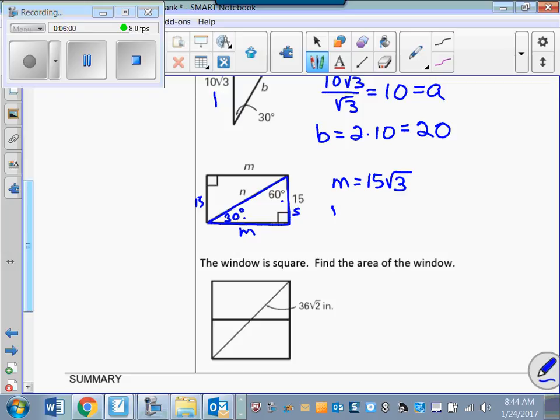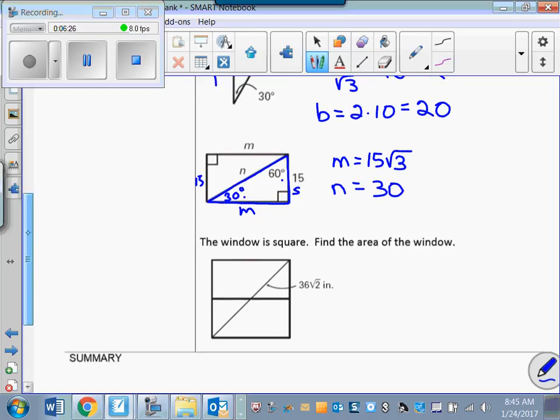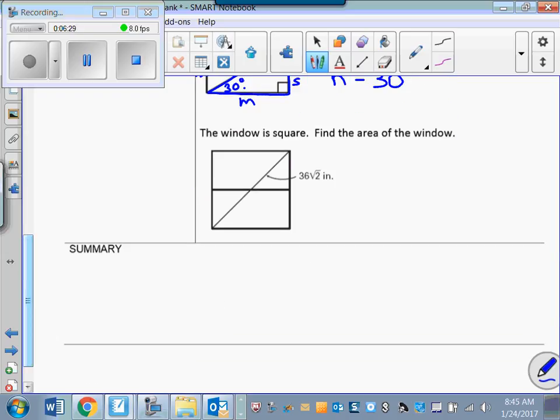And therefore N is going to be 2 times that, which will be, I'm sorry, N is going to be 2 times the short leg, which is 15, so 2 times 15 is 30. Almost messed up there, but yep. So M is the longer leg. It is the square root of 3 times 15. The hypotenuse is 2 times the short leg, so 2 times 15 is 30. All right. Why don't you pause here and try to work this problem, come back and I'll have the solution up for you.